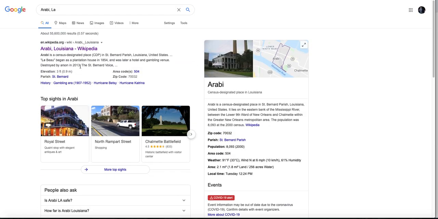Okay, all right. So it also says that it lies on the eastern bank of the Mississippi River between the Lower Ninth Ward, we already read that, and Chalmette, within the greater New Orleans metropolitan area. The population was whatever. So again, it's saying zip code, and I guess instead of a town or whatever, it's a parish, I'm guessing. Again, I've always been curious about that kind of stuff, but never went that deep.